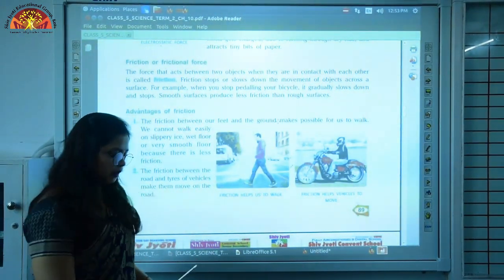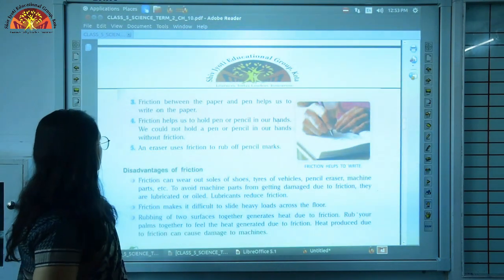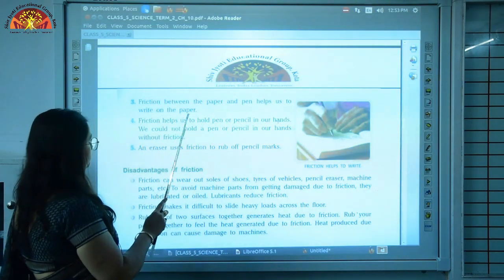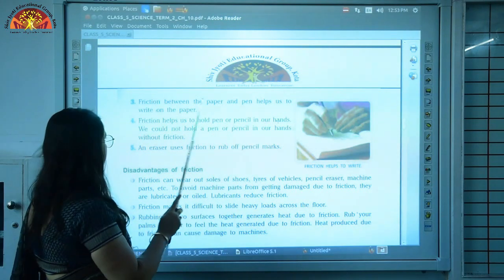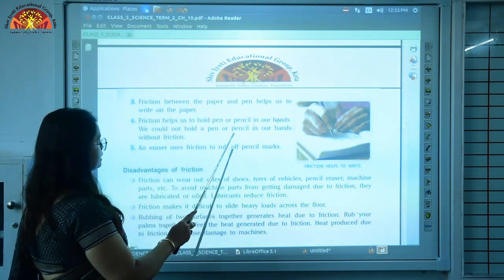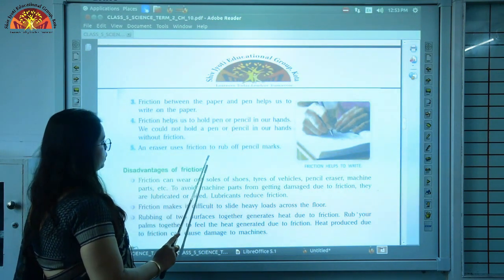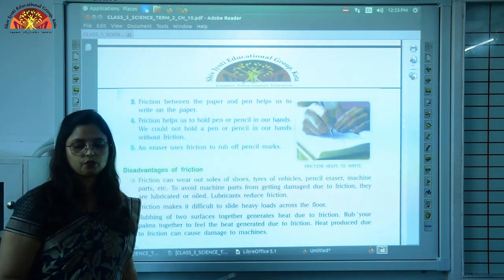Okay. So other advantages of friction are: friction between the paper and pen helps us to write on the paper. Friction helps us to hold a pen or pencil in our hands. We could not hold a pen or pencil in our hand without friction. An eraser uses friction to rub off pencil marks. So these are some more applications of friction.